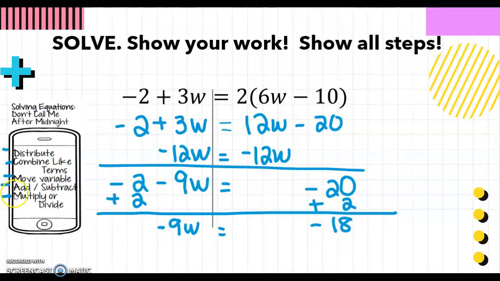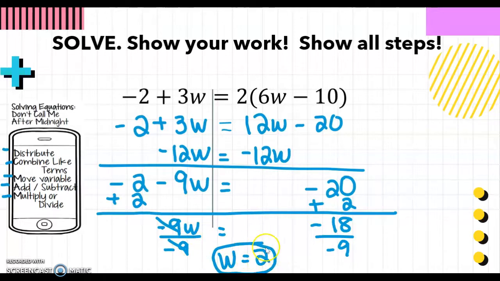And then finally, I multiply or divide. I'm going to divide each side by a negative 9. And then I'm finally left with my variable isolated. And I end up with w equals a positive 2.